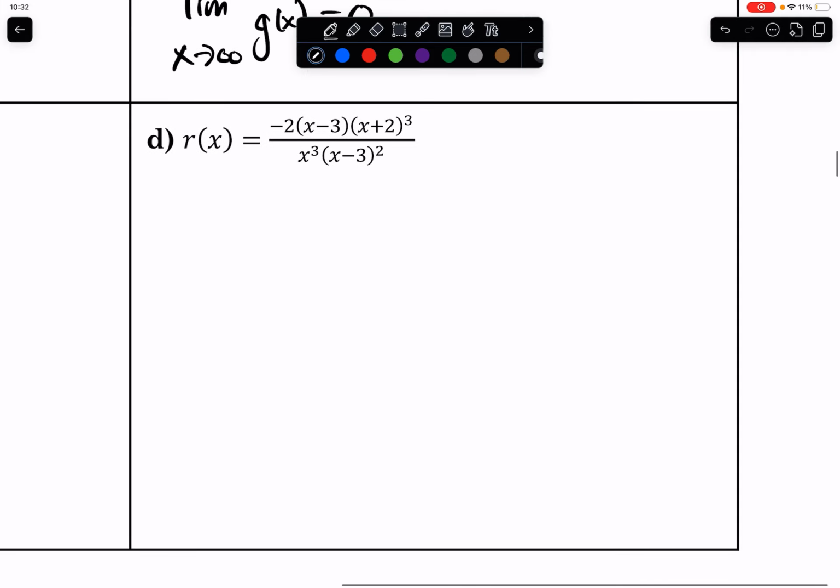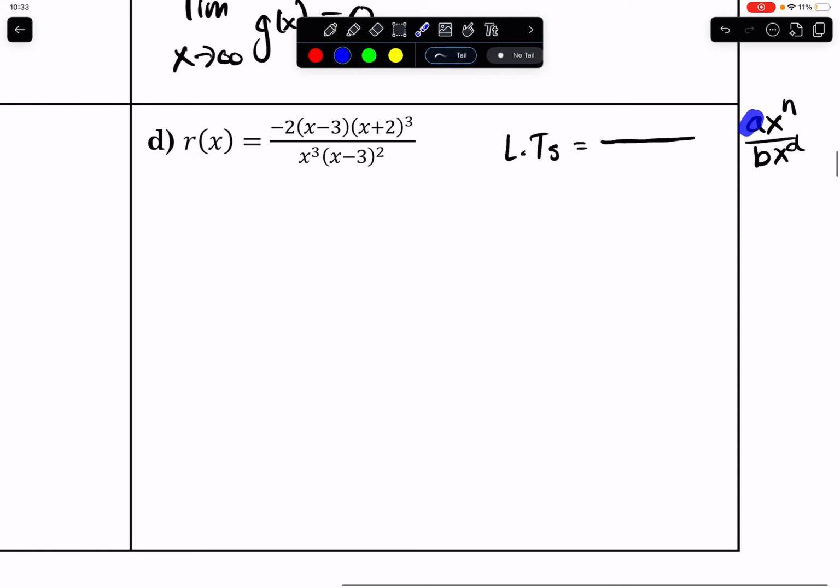Well, right here, we can determine again which case we have, 1 or 2, or even a third one, because this is not in its polynomial form, it's in the factored form. So we need to figure out what the leading term or terms are going to be. What's the leading term in the numerator going to be, and what's the leading term in the denominator? Okay. So we need again to figure out what a and n are going to equal, and what b and d are going to equal.